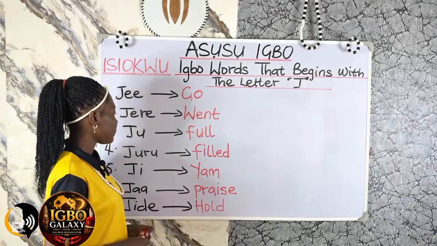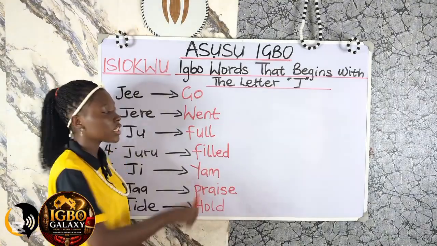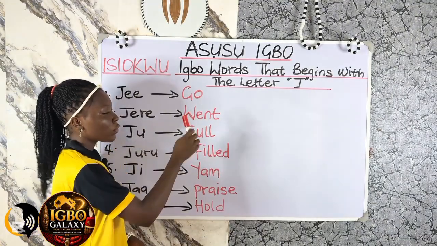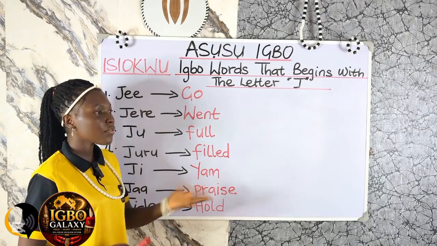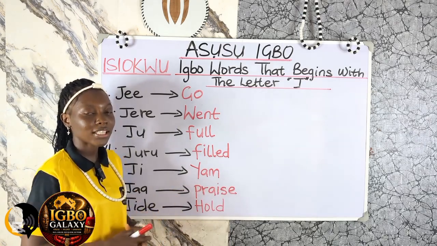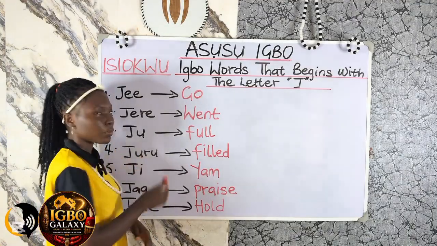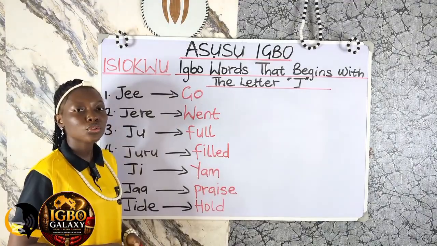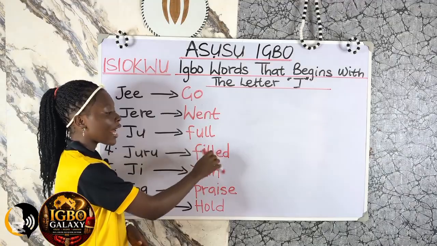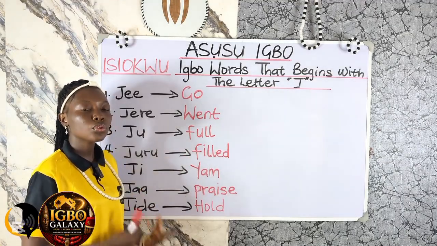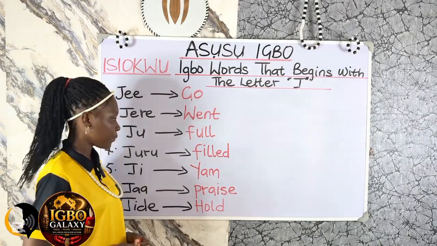Jere, past. Ju, that is full. This shows that something is full. Miri juru n'ụlọ, that is, the house is filled with water. Here we have juru, filled. Ju for full, juru, filled.